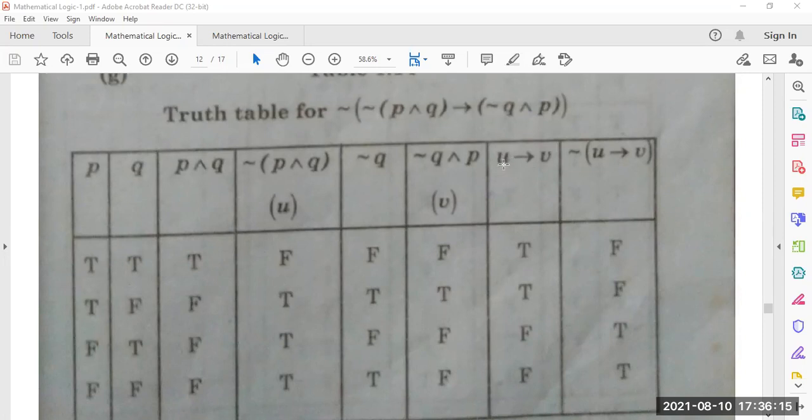Now, negation of this. Negation of U implies V. That means just the opposite of this. T, F, T, F, F, T, F, T. So it is neither a tautology nor a contradiction, because in the final result, there is a mix. No, all these are not T, so we cannot say it is a tautology. No, all those results are not false, so we cannot say it is a contradiction. So it is a mixed result, neither a tautology nor a contradiction. Is it clear?